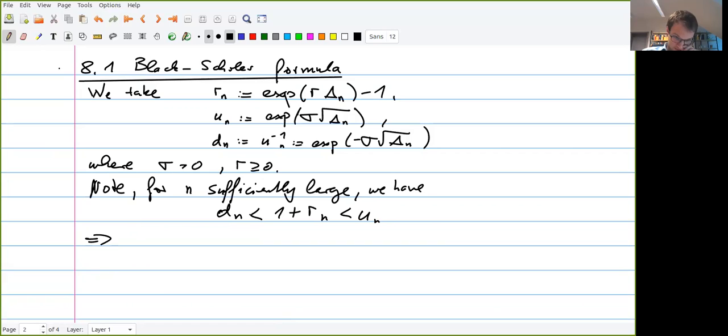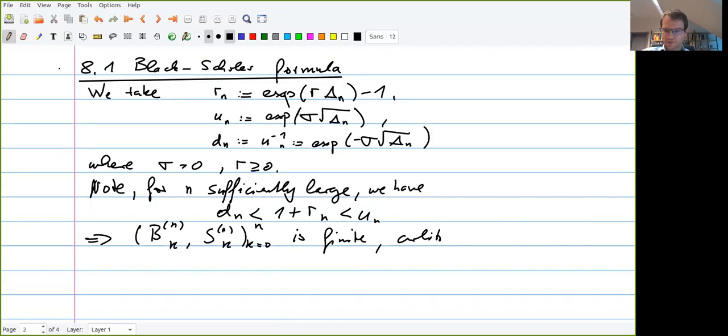And now we know, if you have these conditions here, this means that my model, so at some point I need to consider n big enough, but after that, all my models are arbitrage free. So we have here actually a finite market, only finitely many movements, and this market is arbitrage free. If the binomial model is arbitrage free, we also know that it's even complete.